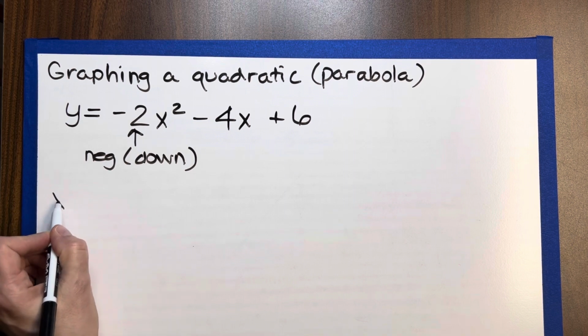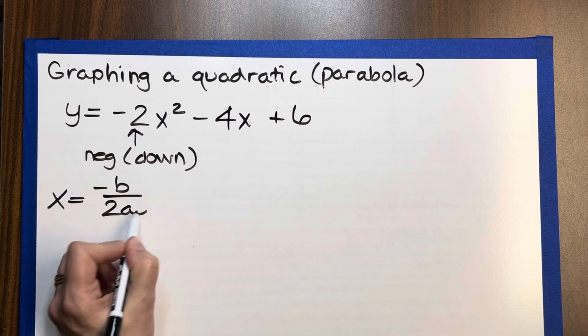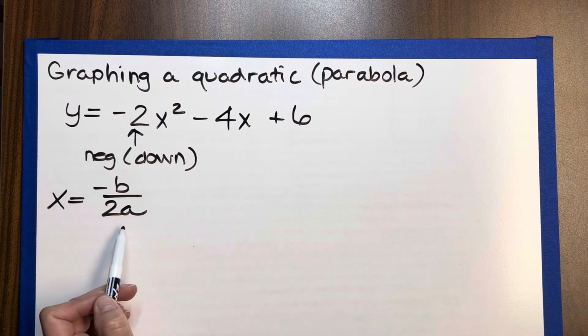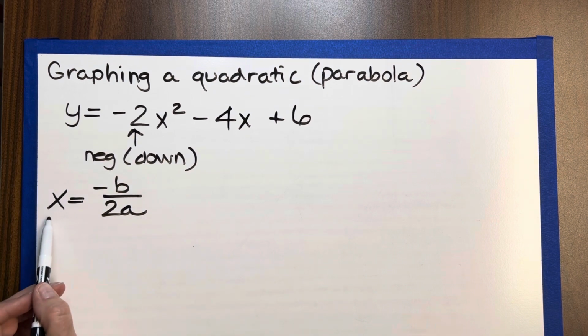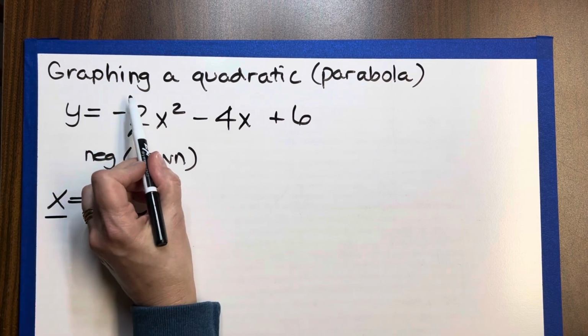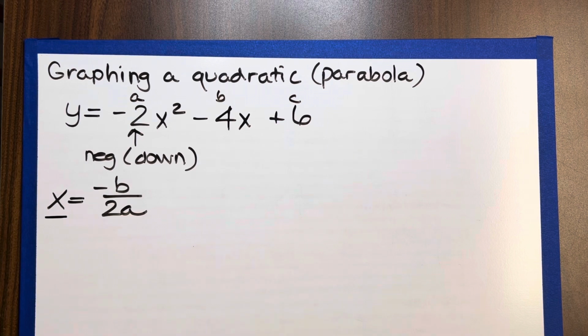There is a shortcut that we can use to start us off, and that is x equals the opposite of b over 2a. Now that's just going to give us the x coordinate for the vertex, and then we can use that to substitute in and find the y value of our vertex. So recall that the a and the b and the c are just these constant values from your function.